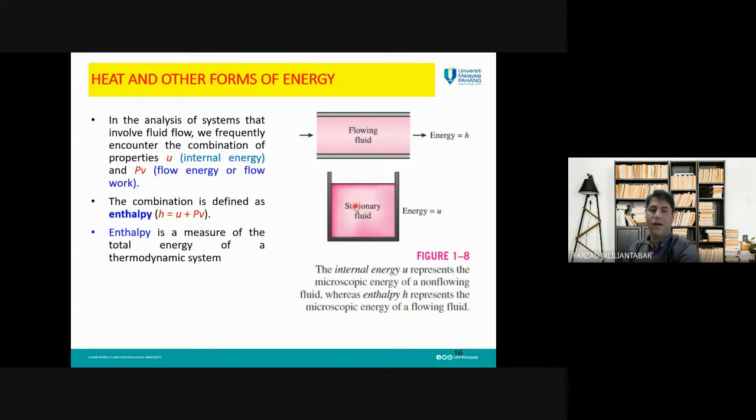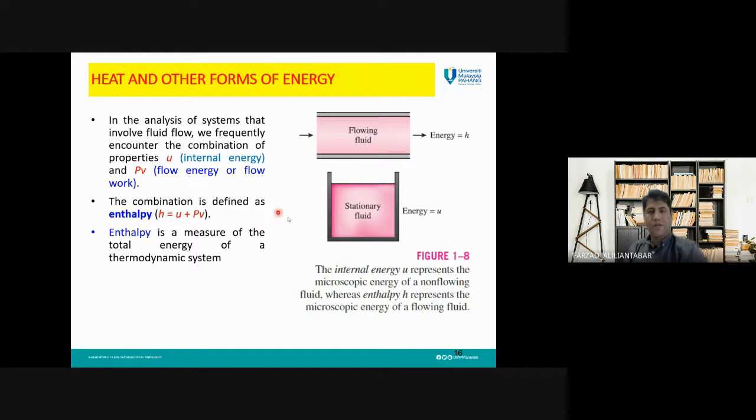So for a stationary fluid, we have U, or internal energy. When we have flow energy, or flow work, to the system, we have PV. P is the pressure of that fluid, and V is the velocity of that fluid. The combination of the internal energy and flow energy is enthalpy. So for a control volume, the energy of the system is the enthalpy, H equal to U plus PV. And for a closed system, we have U, or internal energy.